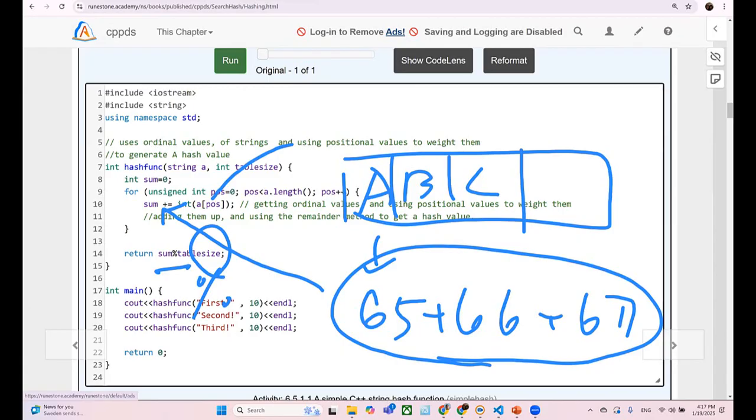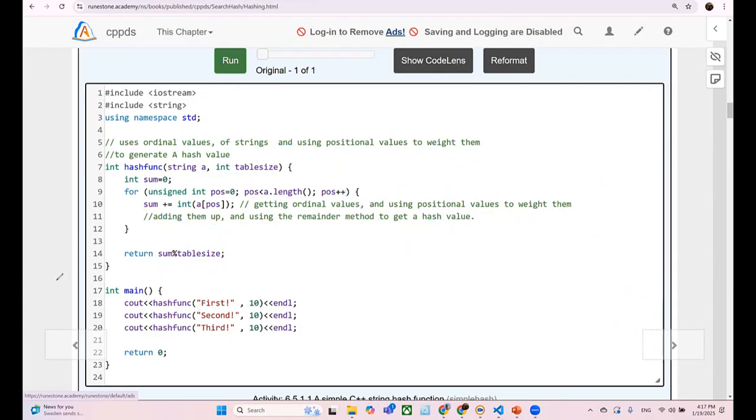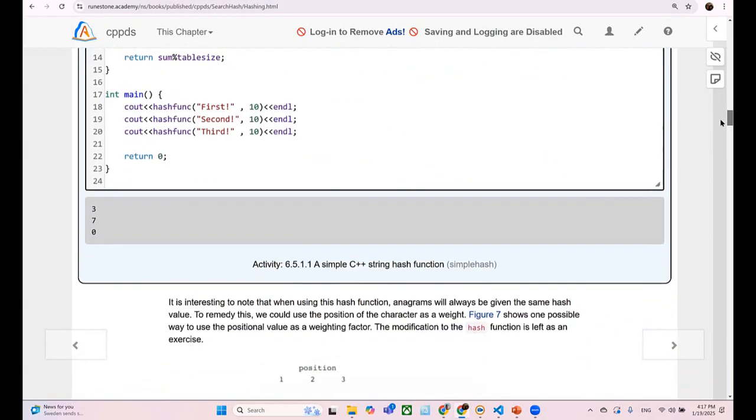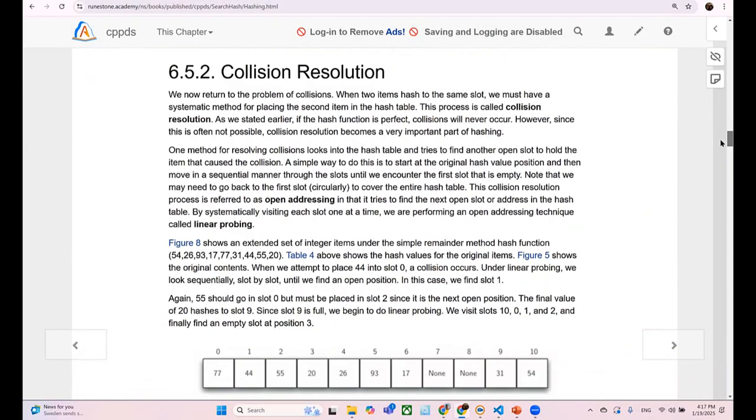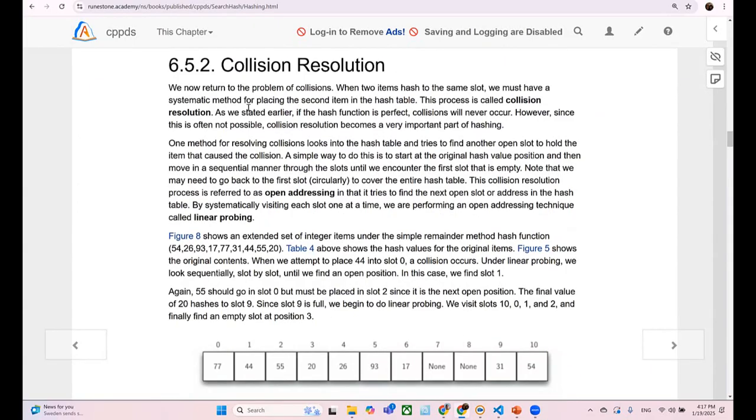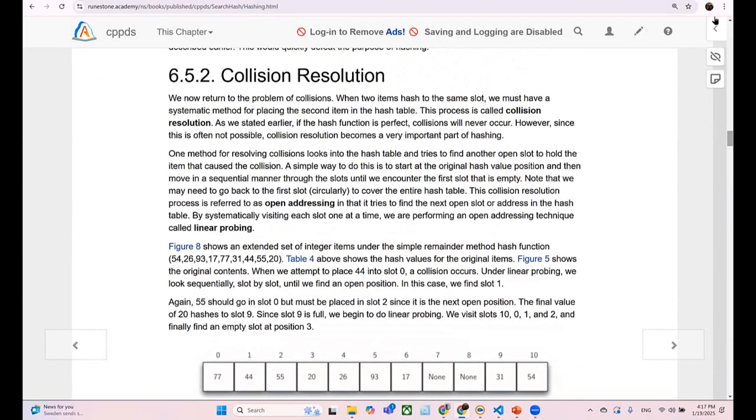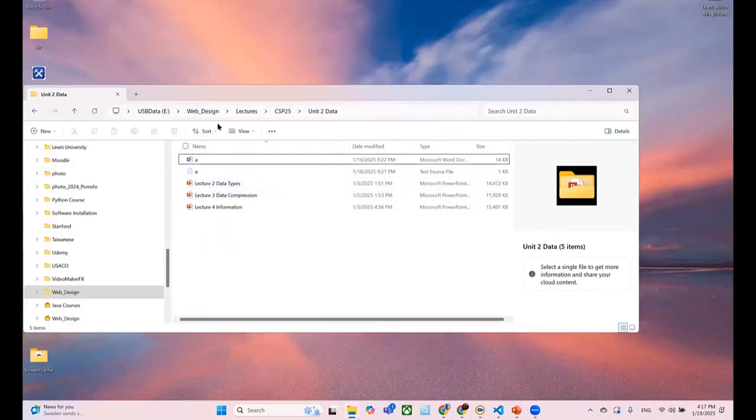Any question here? I think we talked about this before in C++, so I won't repeat it one more time. I just want to go through the slides. So then we have collision resolution. Let's go to our slides. I'll just go through the easy part.